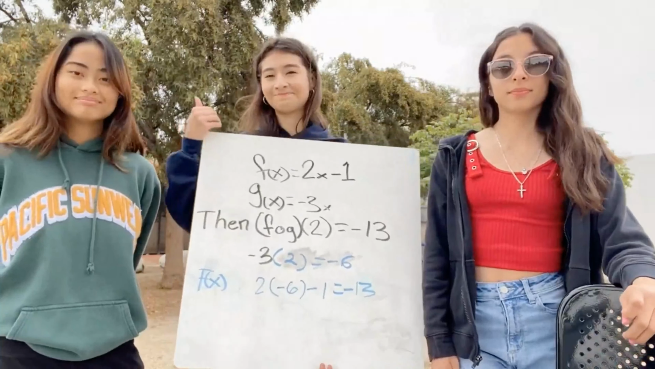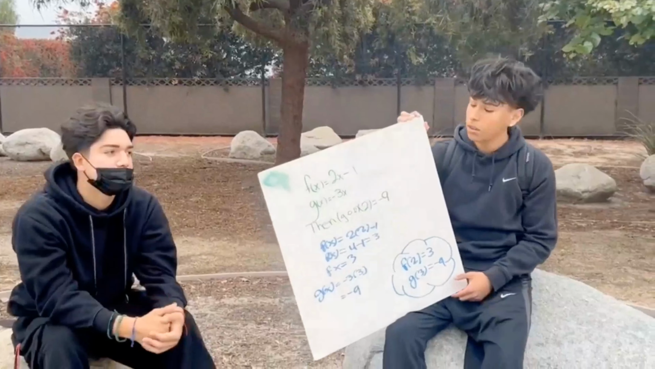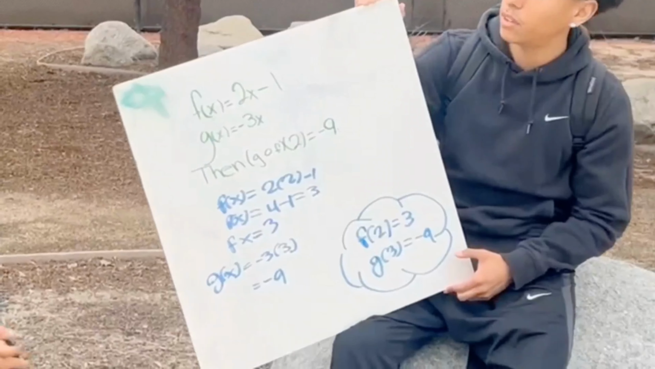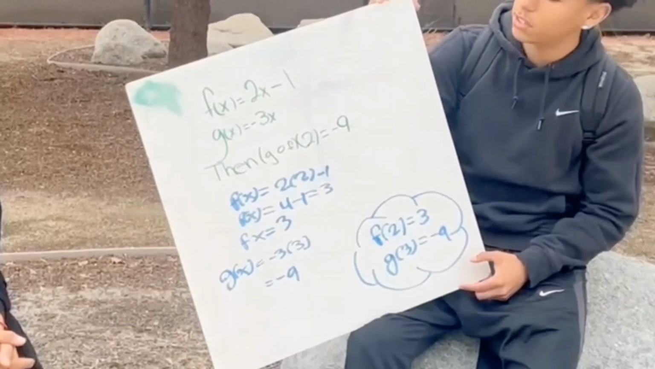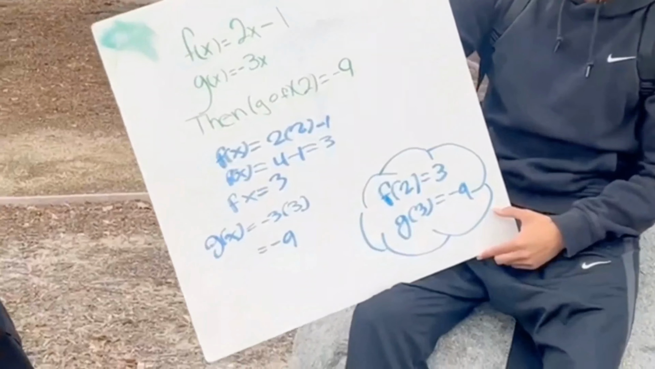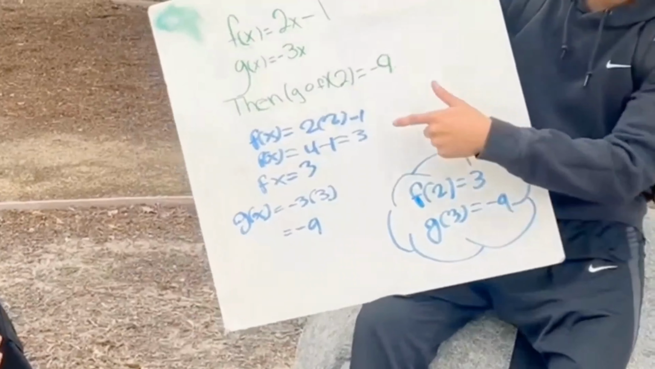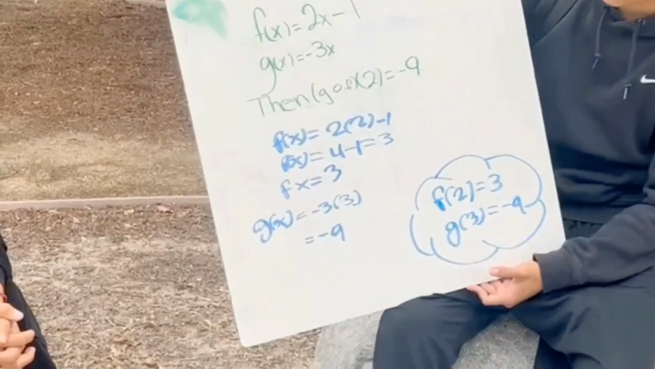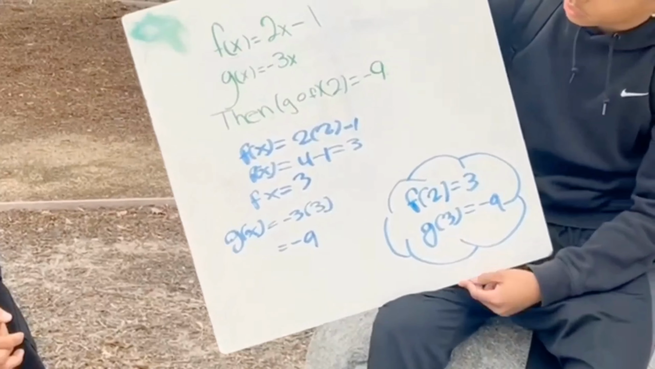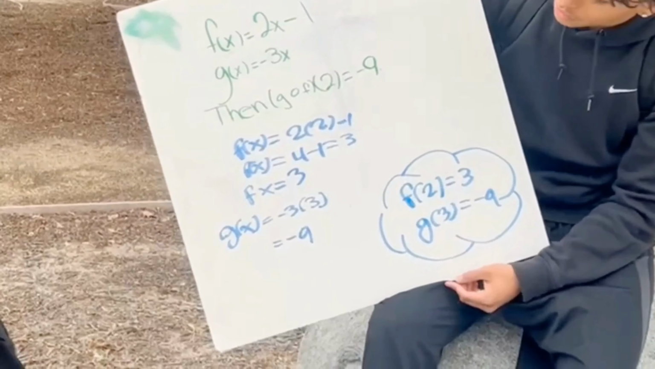Alright, so my name is Eddie, and then my group partners are Allison and Angel. So for our question, we got f of x equals 2x minus 1 and g of x equals 3x. Then g of 2 equals negative 9. So to solve the first problem, we first substituted the x with the 2. As you can see right here, we substituted it and we got 4. f of x equals 4 minus 1, which then equaled 3. So that was our first answer. f of x equals 3.